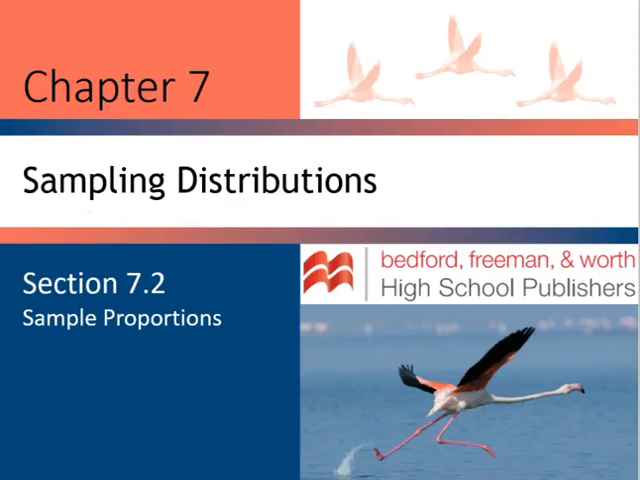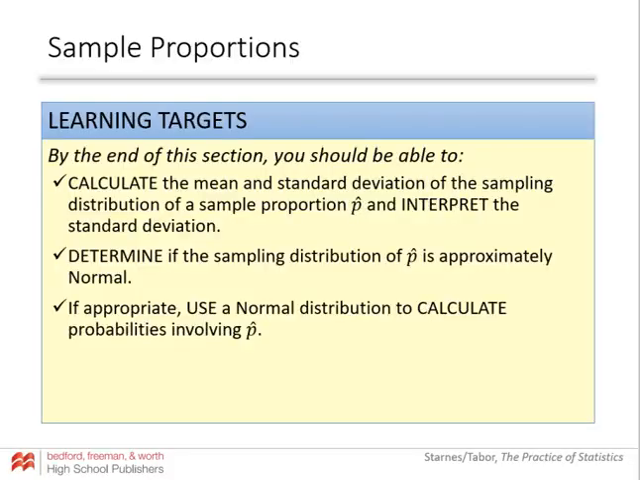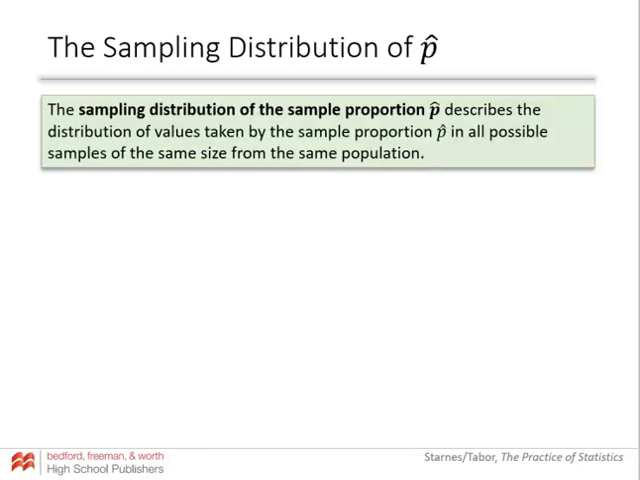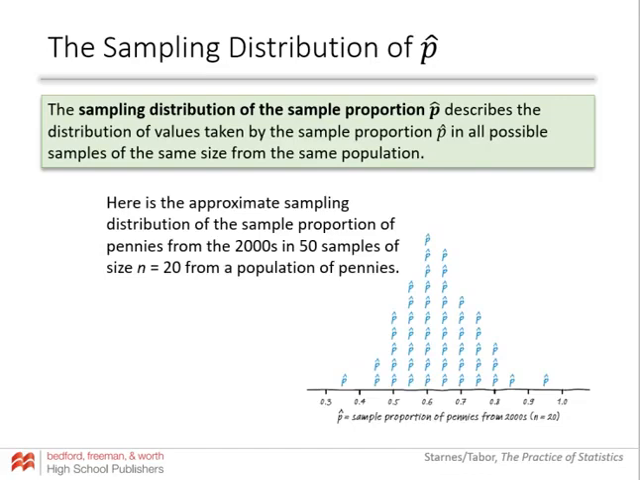Section 7.2, we're going to look at sampling distributions specifically for proportions. So what we're talking about here is the sampling distribution of the sample proportion. In other words, if I took all of the samples of a particular size that I could out of a population and I calculated some proportion for each of them, and then plotted them all, that is what we're talking about here.